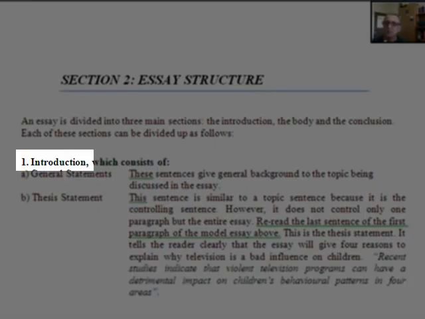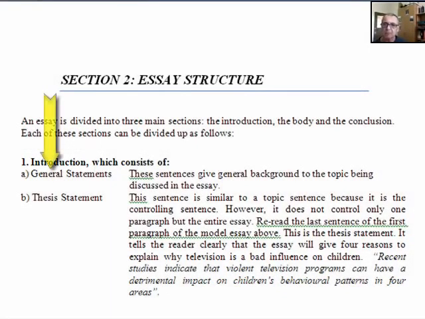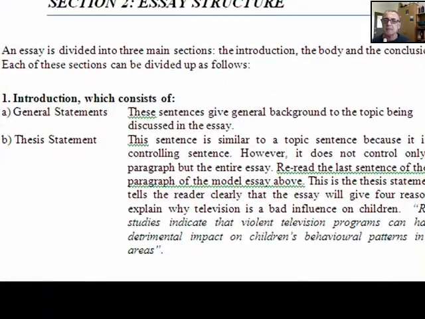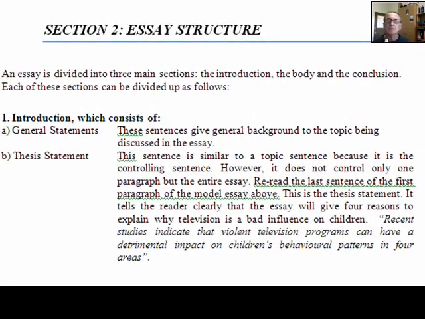Okay, well, the introduction consists of two things: general statements, or some other people like to call it background information, and the thesis statement. Now, the general statement or background information are sentences which give general background to the topic being discussed in the essay. They begin with a lead-in statement which is very broad, and gradually the background information becomes very narrow until you get to the second part of the introduction, which is the thesis statement.